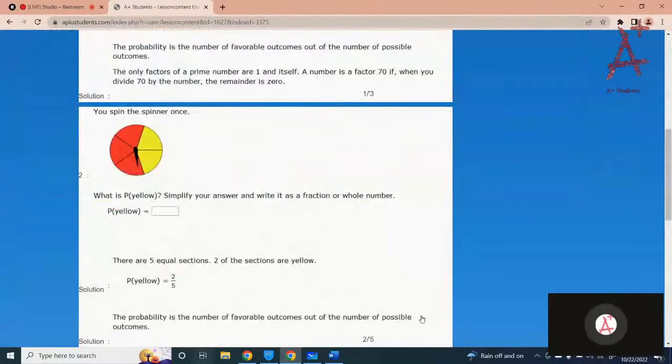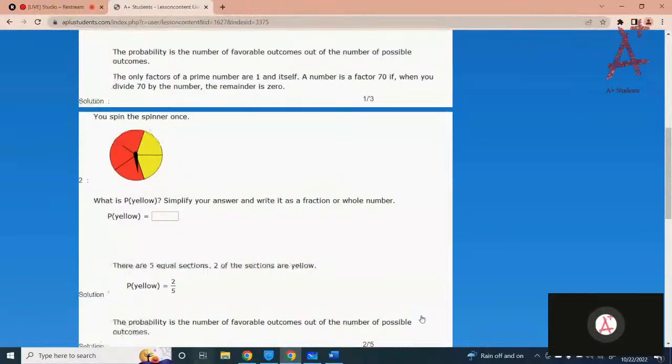You spin the spinner once. What is the probability? Simplify your answer and write it as a fraction or whole number. What is the probability of getting yellow? So 2 out of 5 are yellow. Got it? So that means the probability of getting yellow is 2 over 5. Got it?